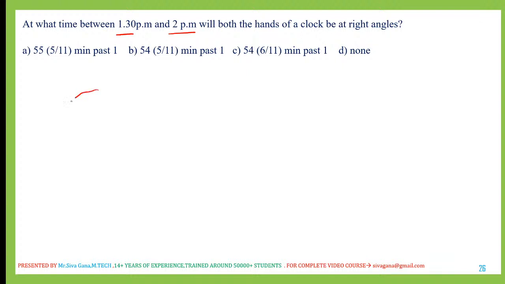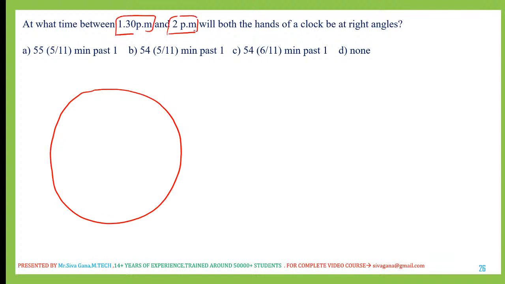Let us see. Yesterday we have seen these types of questions between 4 and 5. Now he is asking between 1:30 and 2 p.m. The right angle happens 2 times in 1 hour: in the first half hour 1 time, in the second half hour 1 time.